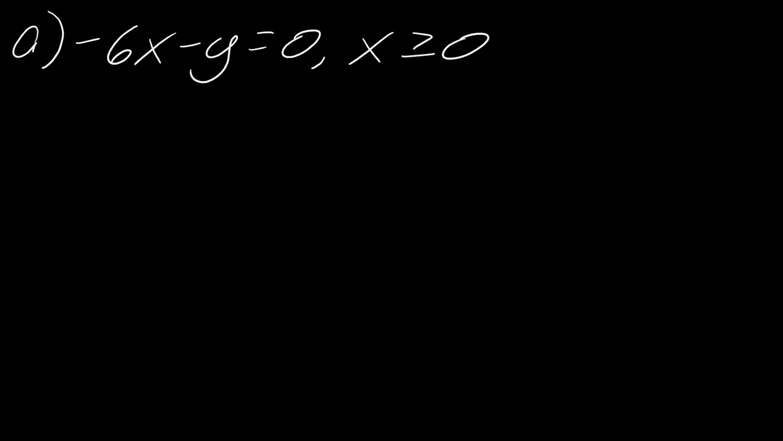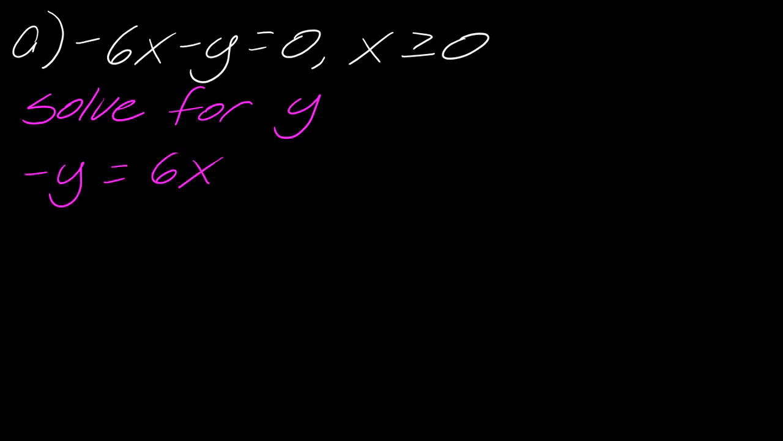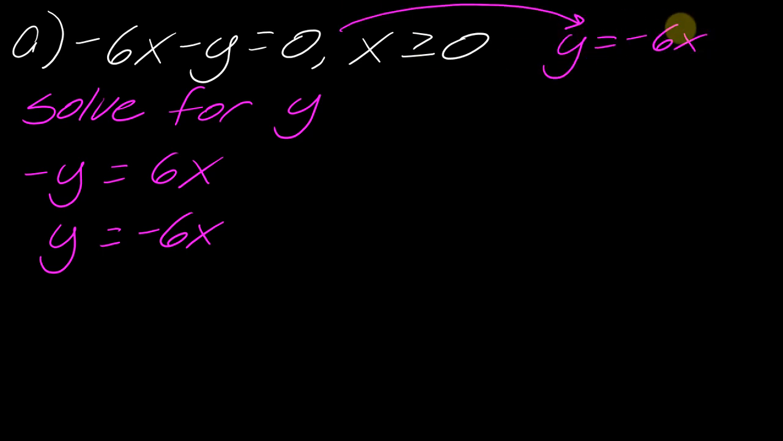Okay, so let's just jump right into it. Negative 6x minus y equals 0, and x is greater than or equal to 0. Very similar process to what I was talking about in the lesson video, but I'll build the whole thing back up. I personally just like to solve for y first. So I bring the 6x over to the other side, and I get y equals negative 6x.